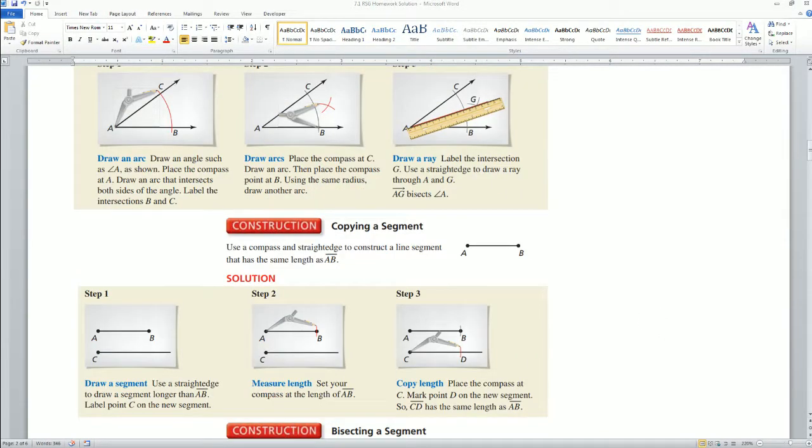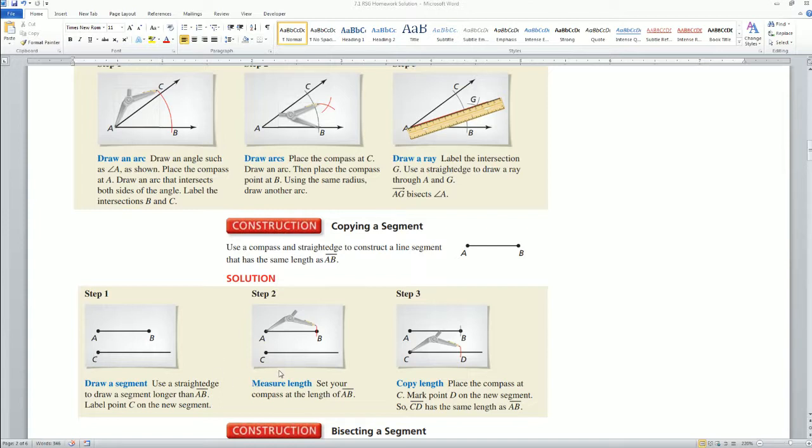Alright, next, I think number 4 asks you to copy a segment. Use a compass and straight edge to construct a line segment that has the same length as AB. So if this is 5, create another line segment that is also 5. Here you go. You're going to use a straight edge to draw a line segment no shorter than AB and label it C, because it's a new point. So label it anything. Here they label it C.